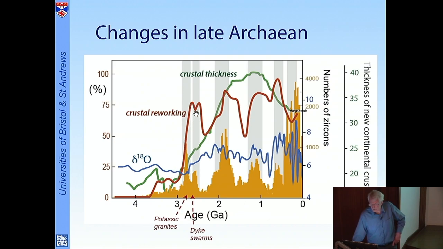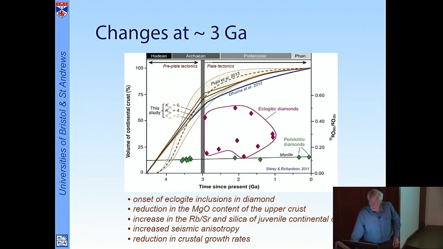If you do crustal reworking from hafnium in zircons, that only starts to get going post 3 billion, that you have a significant amount of pre-existing crustal rocks reworked in the magmas that gave you the zircons that you then analyzed. So there are all these things that seem to change and get going at 3 billion. We've implied potassic granites start to come in here as we stabilize the lithosphere in many places, and we don't get dike swarms before 2.8, 2.6. So this is a time of big change.